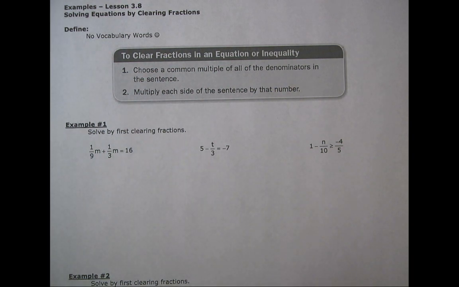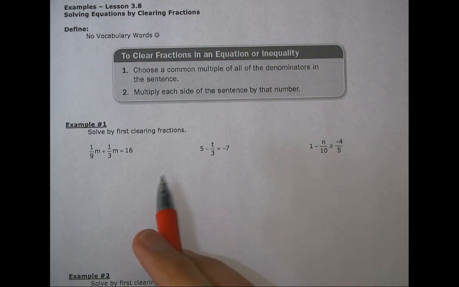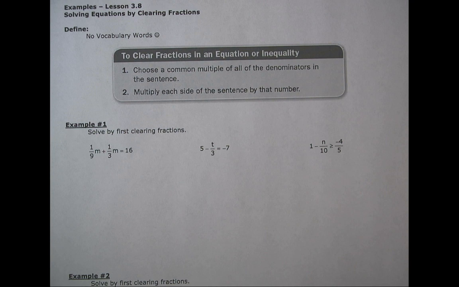So the last lesson in this unit is 3.8, and we're going to be solving equations by clearing fractions. We're going to be looking at all these equations that have fractions in them, and instead of just going through the process of solving it using the fractions, which you can do, and we've been doing, there's a special way that you can clear fractions out so that all you have to deal with is whole numbers and still get the same answer. So that's the strategy we're going to be looking at today.